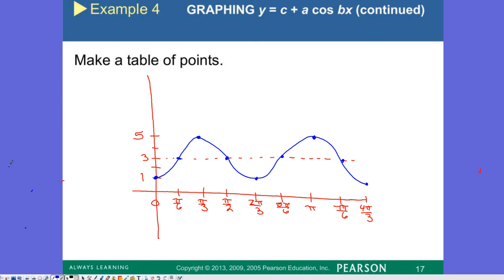Okay, cosine usually starts at 1, right? And we multiply times the amplitude, right? So if it's a negative cosine, it would start at the down position. If it's a positive, it would start all the way up, right? I think so. No? No.